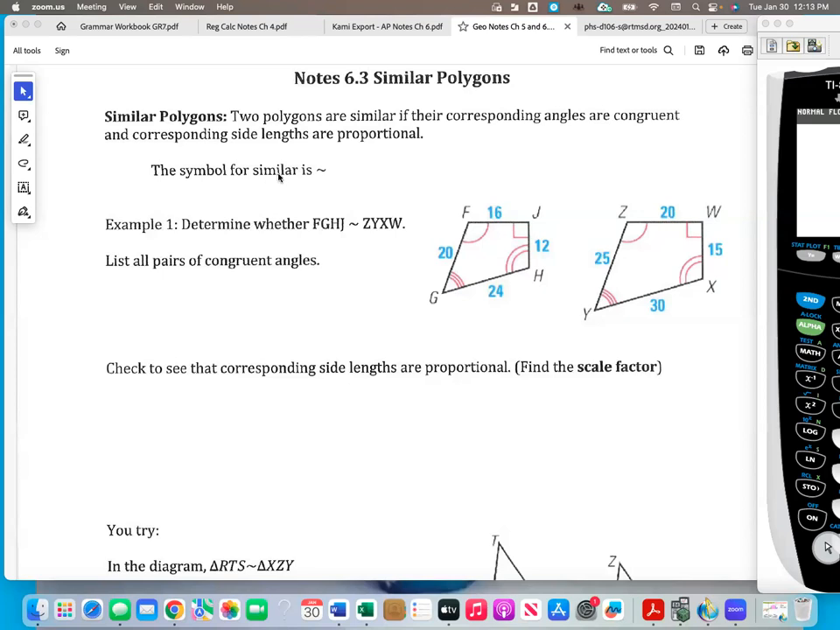So the symbol for similar is just this one single little squiggle. And it just tells you that the 2 figures, their corresponding angles are equal. Their sides are proportional, which means they reduce to the same fraction. They have the same scale factor. So for this first example, they want us to decide, are these 2 figures similar? And then list all the angles that are congruent. And then what is the scale factor? What are the proportional values there?